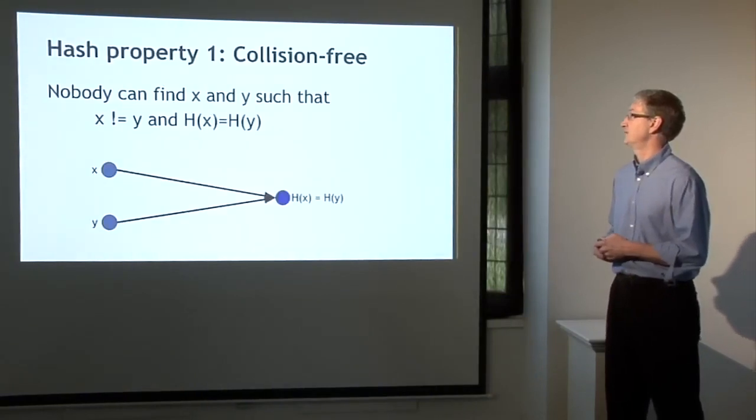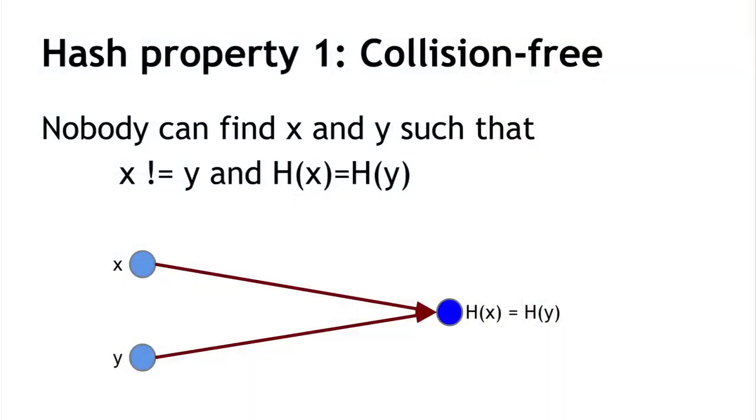So first, collision-free. The first property that we need from a cryptographic hash function is that it's collision-free. What that means is that nobody can find values x and y such that x and y are different, and yet the hash of x is equal to the hash of y. If we look at the operation of the function as depicted by one of these red arrows, here's x and H of x, and here's y and H of y, then nobody can find a situation like this, where you have an x and y that are separate, and yet when you hash them, they hash to the same value. Now, one thing to notice is that I said nobody can find.